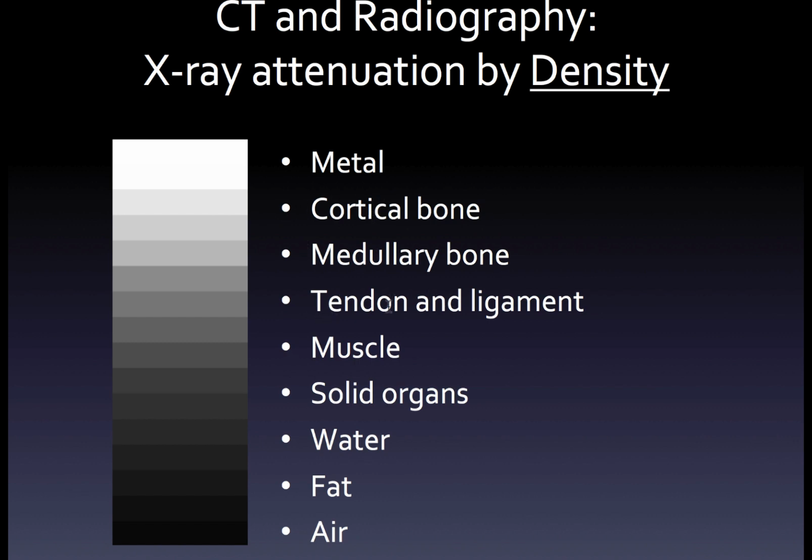Tendon and ligament are going to be denser than muscle. Solid organs then are going to be slightly more dense than just water. And fat is going to be the least dense tissue that we see. Fat is going to be darker in grayscale than water is. If you think about salad dressing, for example, the olive oil, which is fat density, is going to float on top of the vinegar, which is water density.